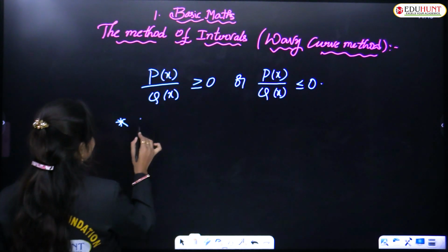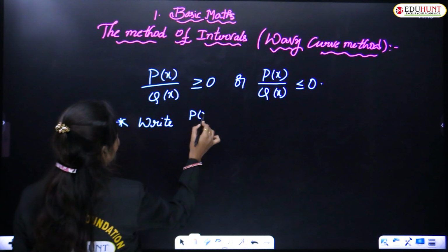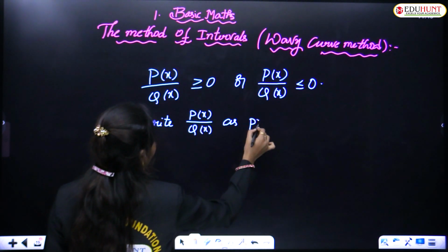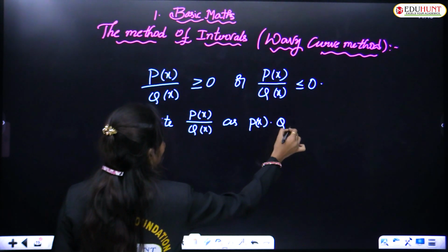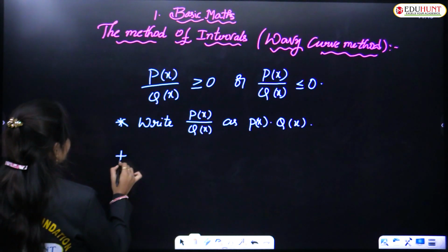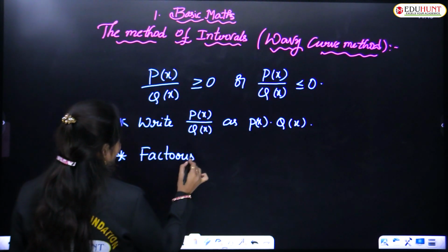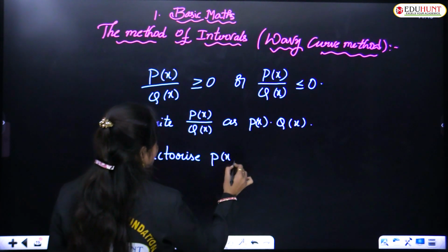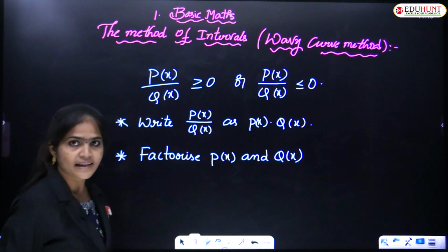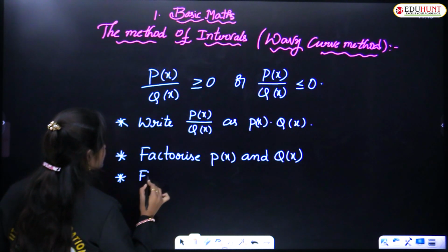So the first step is write P of X by Q of X as P of X into Q of X. First in this form we have to write. Okay. So the next one is factorize P of X and Q of X. Okay, first we have to factorize it. Afterwards we have to check finding roots.